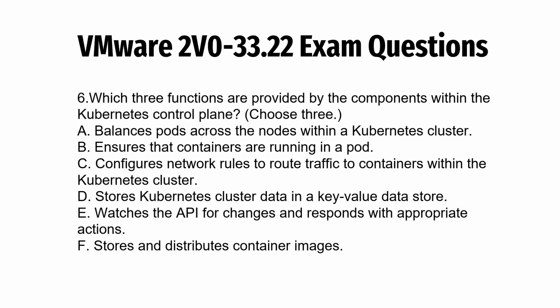6. Which 3 functions are provided by the components within the Kubernetes control plane? Choose 3. A. Balances pods across the nodes within a Kubernetes cluster. B. Ensures that containers are running in a pod. C. Configures network rules to route traffic to containers within the Kubernetes cluster. D. Stores Kubernetes cluster data in a key-value data store. E. Watches the API for changes and responds with appropriate actions. F. Stores and distributes container images.